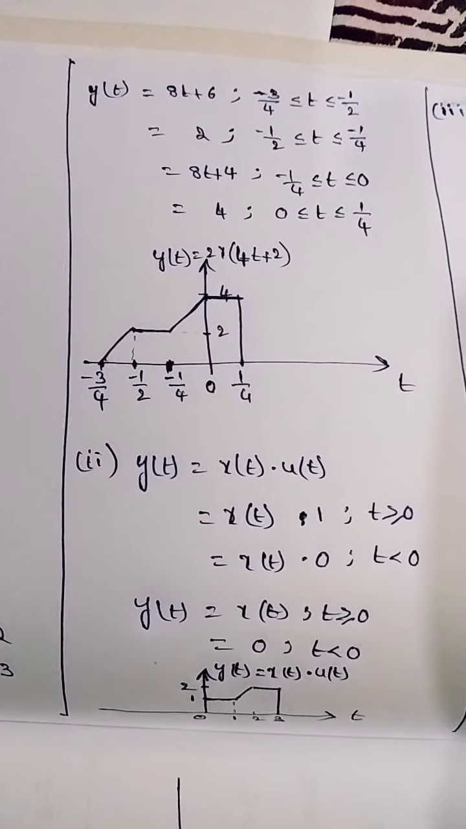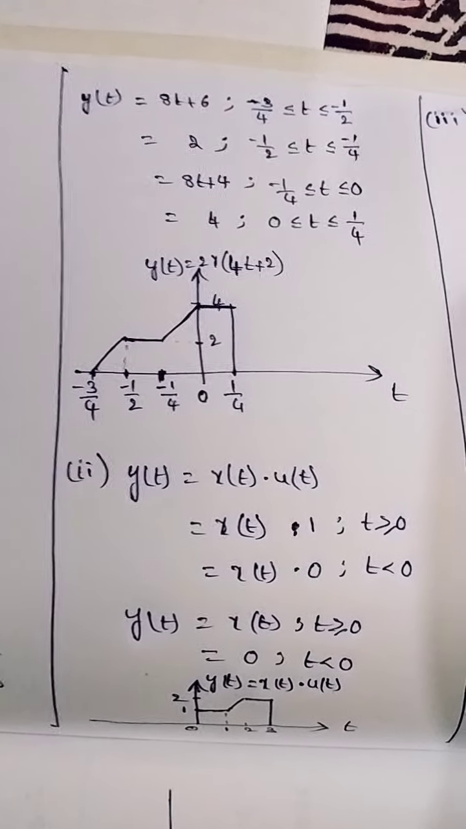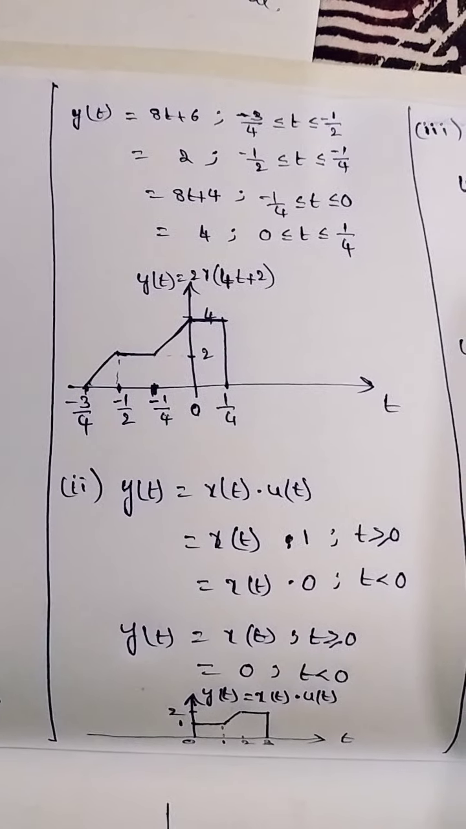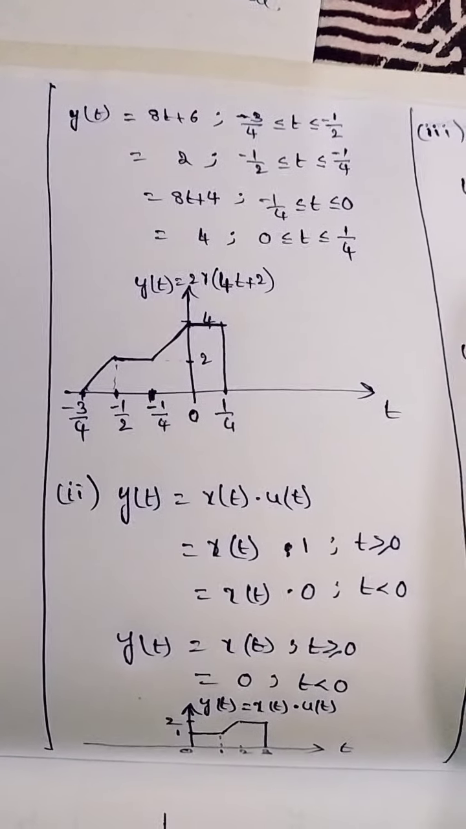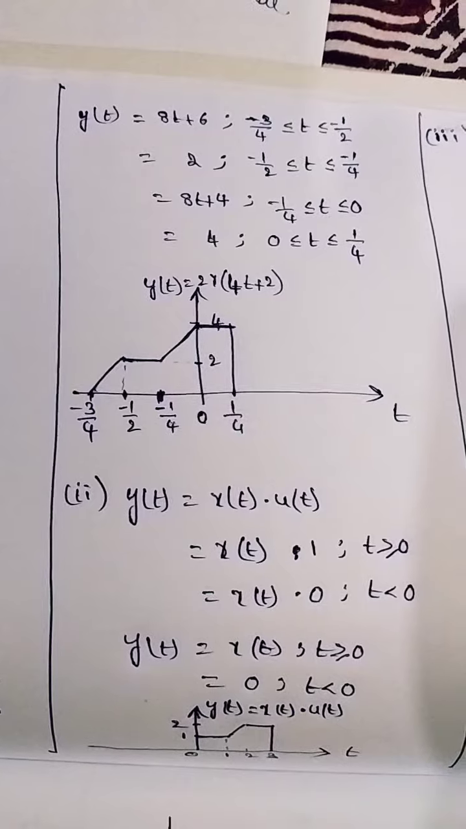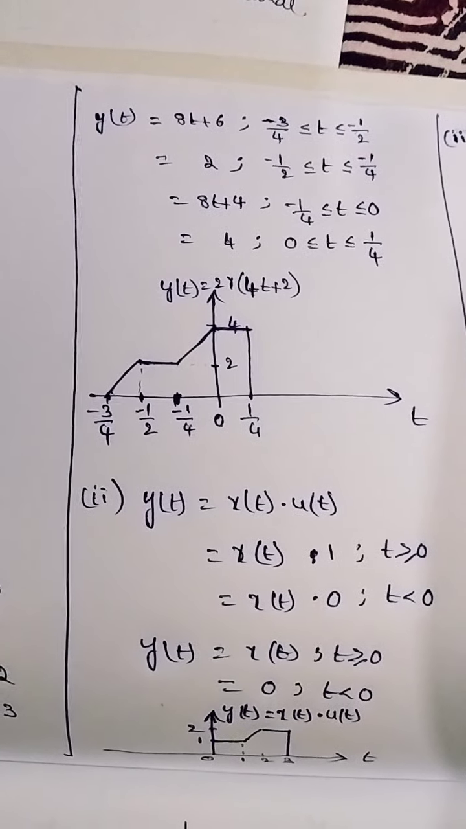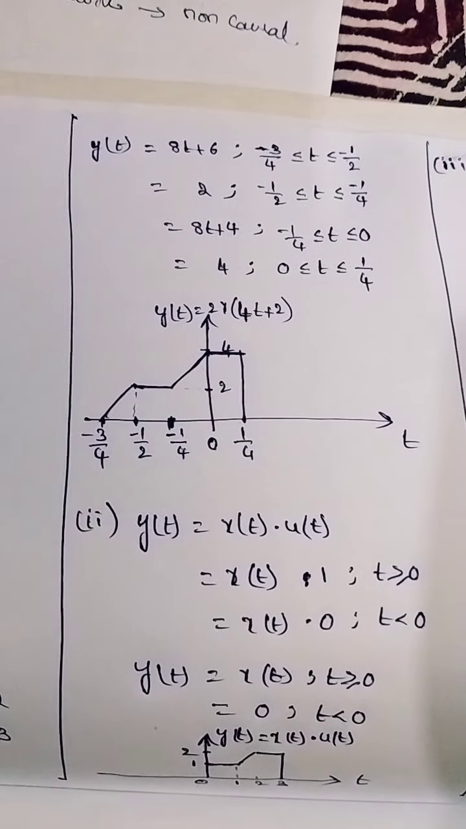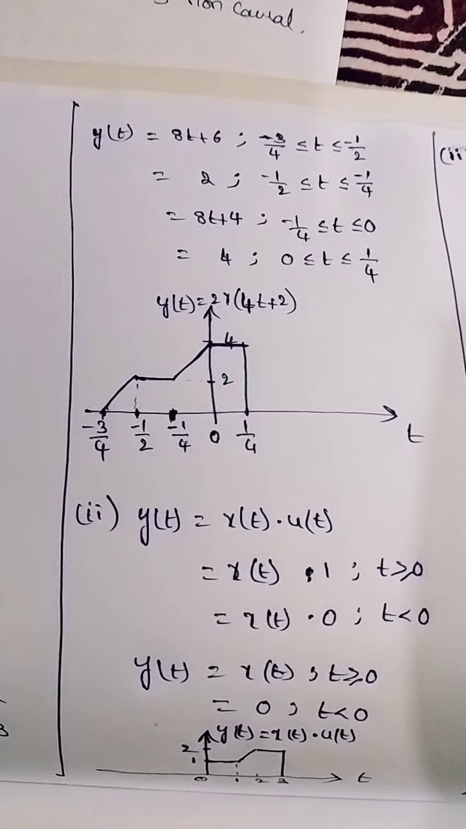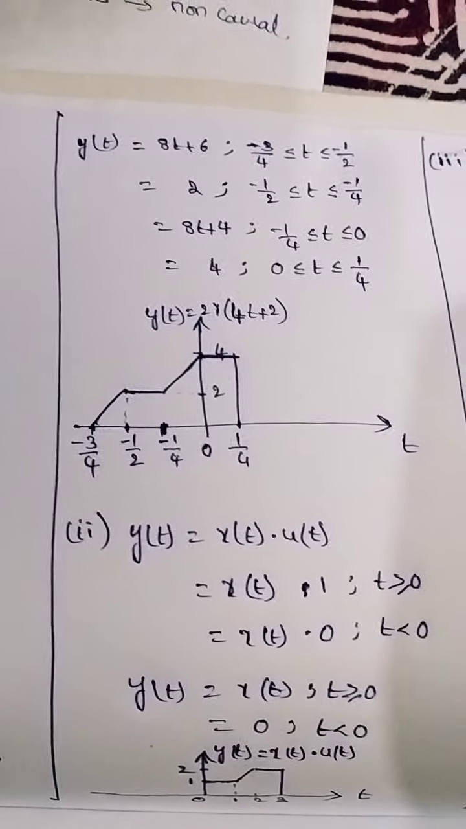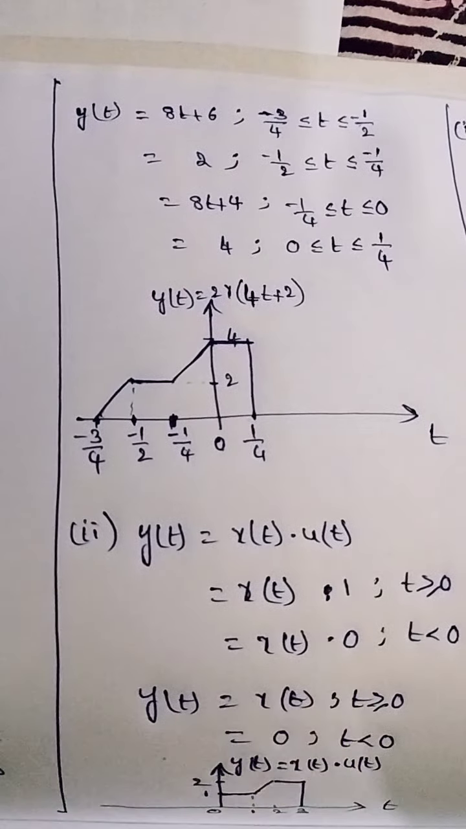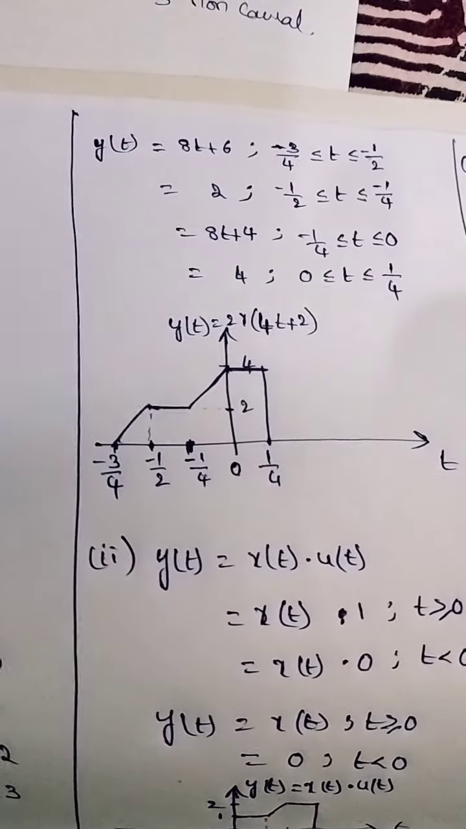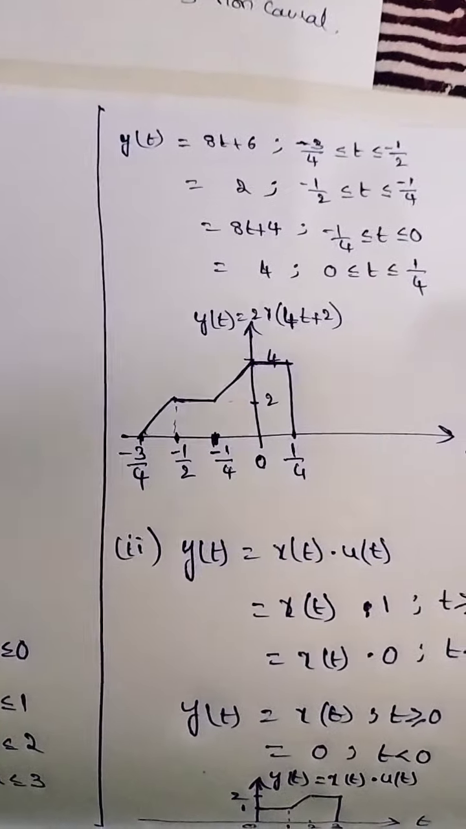-3 by 4 to -1 by 2, it is the ramp 8t plus 6. So at -3 by 4, what is the value? At -1 by 2, what is the value? Please substitute and then find. At t equals -3 by 4, 8 into -3 by 4 is -6, then -6 plus 6 gives 0. That means at -3 by 4, the amplitude is 0. At t equals -1 by 2, substitute -1 by 2: 8 into -1 by 2 is -4, -4 plus 6 is 2. So the amplitude is 2.